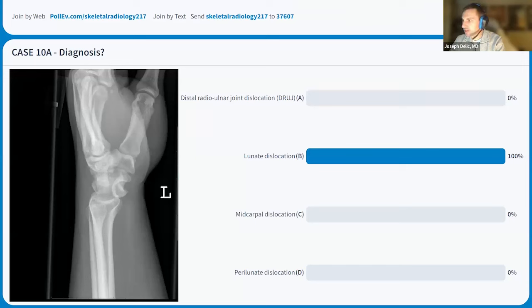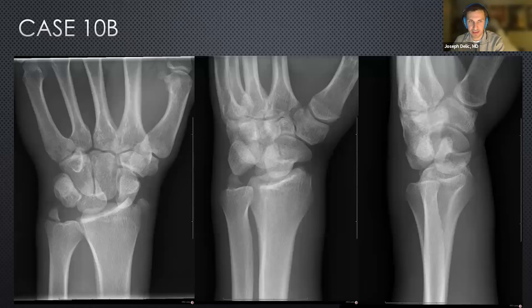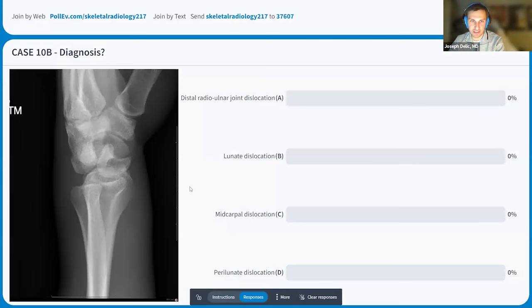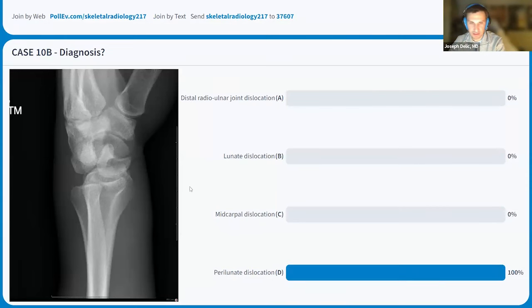If we take a look at our similar case, our companion case, 3 images here on case 10B. My residents would say, oh, Dr. Delic, there's an ulnar styloid fracture. And I would say, get out of here. That's not what I want to talk about. So we're going to pay attention to the third image on the right. And I want to know, what is this diagnosis for 10B? Okay, so we have a few different answers for this one.